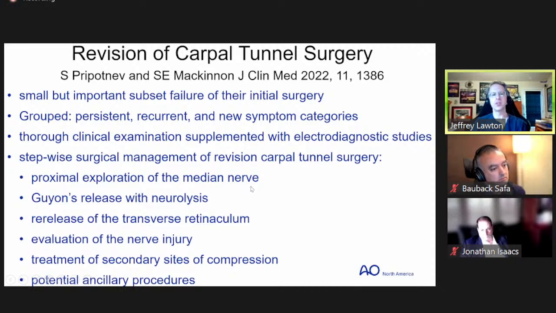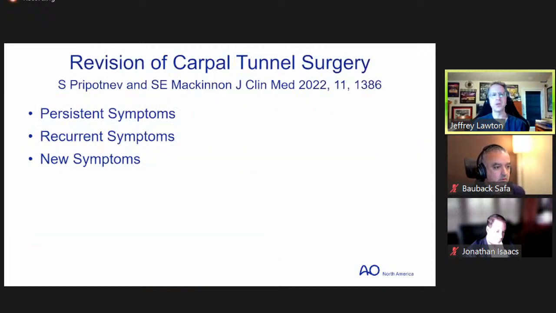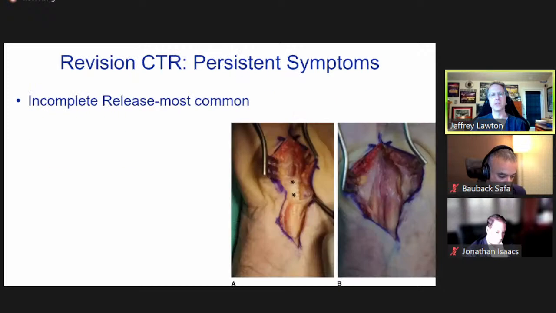You'll see their incision is fairly ulnar, really over Guyon's canal. That involves decompression of the ulnar nerve at the wrist as well, re-release of the transverse retinaculum, evaluation for nerve injury, treatment of secondary sites of compression, and then potential ancillary procedures. So again, persistent symptoms, recurrent symptoms, and new symptoms is sort of the organizing theme.